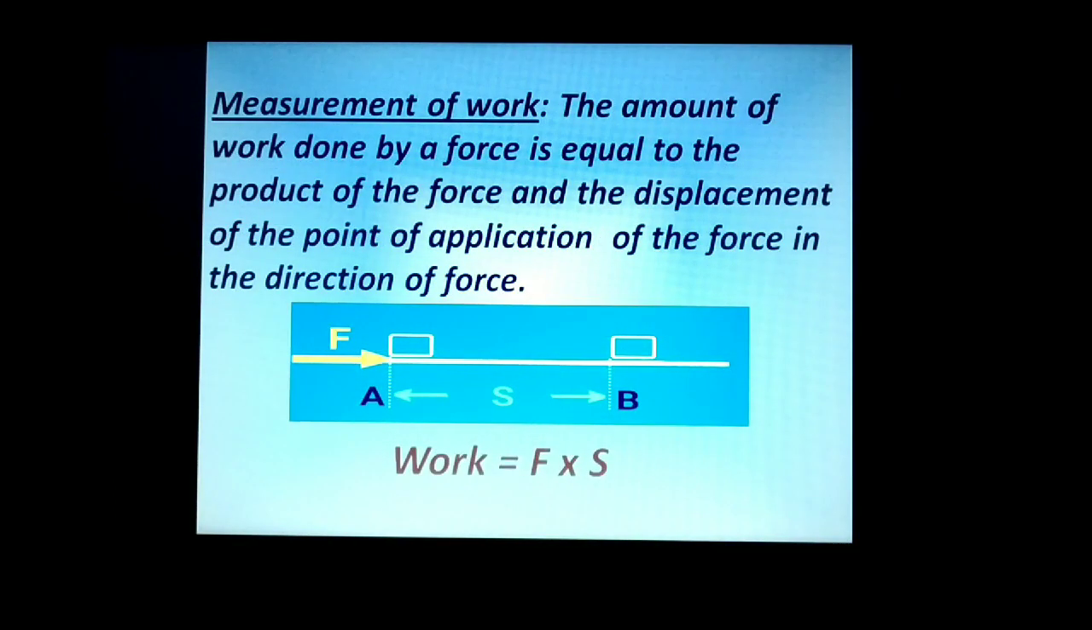Measurement of work. The amount of work done by a force is equal to the product of the force and the displacement of the point of application of force in the direction of the force. According to the figure here, work is equal to F into S, where F is the force and S is the displacement in the direction of force.